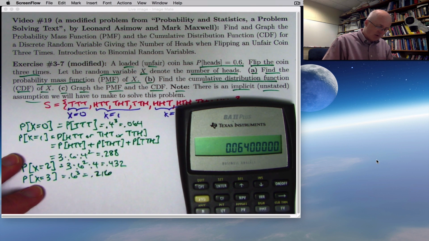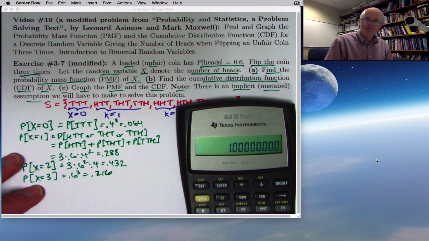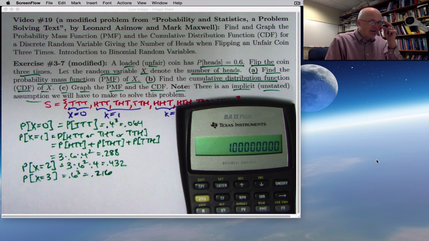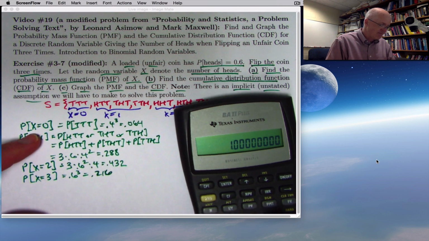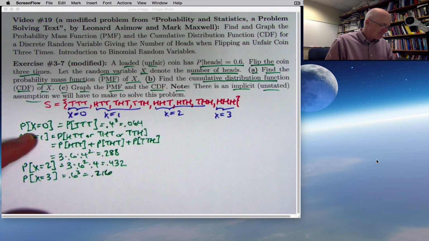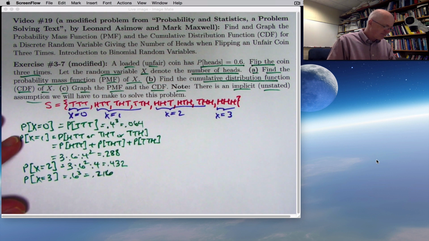0.064 plus 0.288 plus 0.432 plus 0.216 does equal 1. Okay, that's not a guarantee that we haven't made a mistake, but if we did not get 1, then we definitely had made a mistake. All right, can this be generalized?